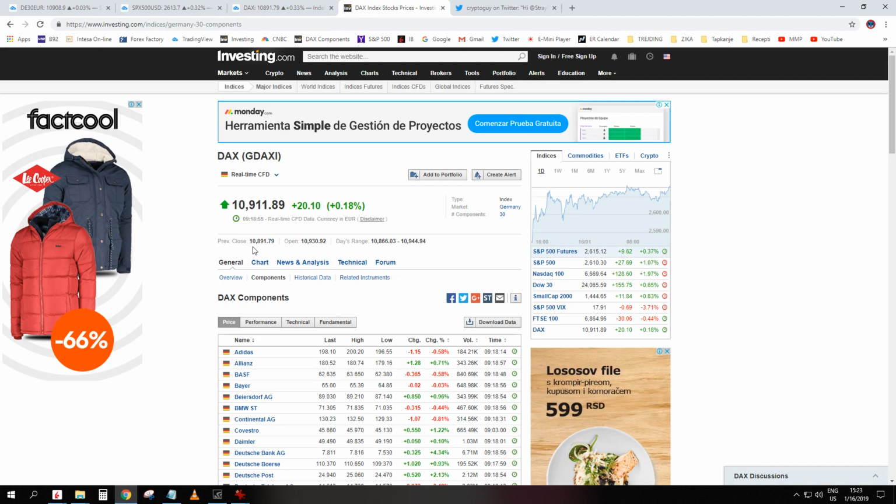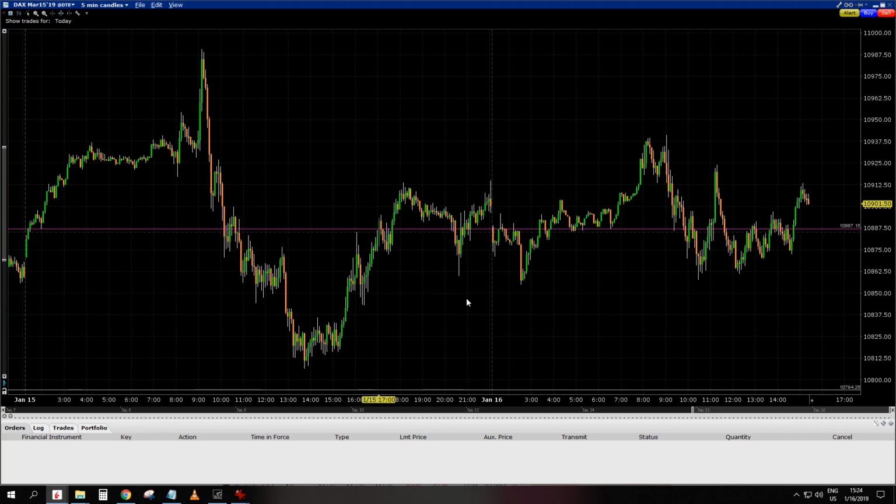You see this, 10,891.79. I will round that and say it is 10,892. And I will deduct these 5 points because DAX futures are 5 points lower, and I will plot this line here as the cash close. Note that sometimes there can be a difference between the prior futures close and the cash close. This kind of difference on DAX can be like 20-30 points even in some cases.